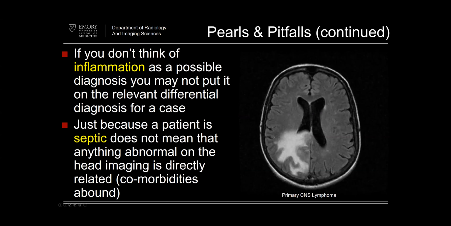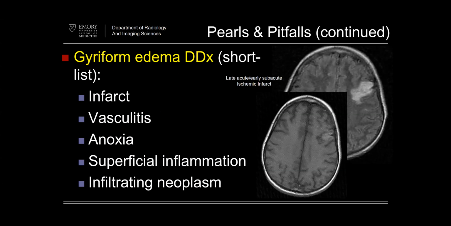If you don't think about inflammation, you might not come up with it as a possibility. So every time you think about infection, every time you think about neoplasia, think, could this be some sort of inflammatory process? Also, on the flip side, just because somebody's septic doesn't mean that whatever you're looking at as an abnormality is infectious or inflammatory. It could still be neoplastic. There's some overlap as well.